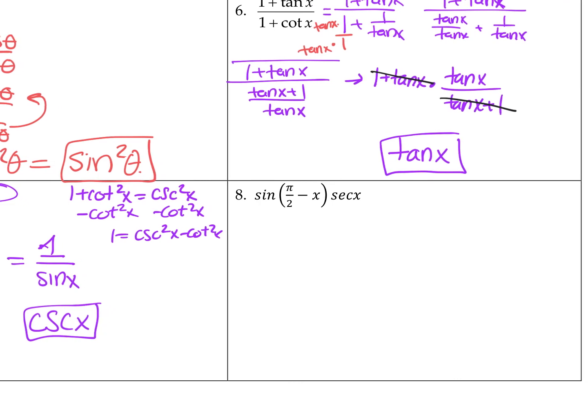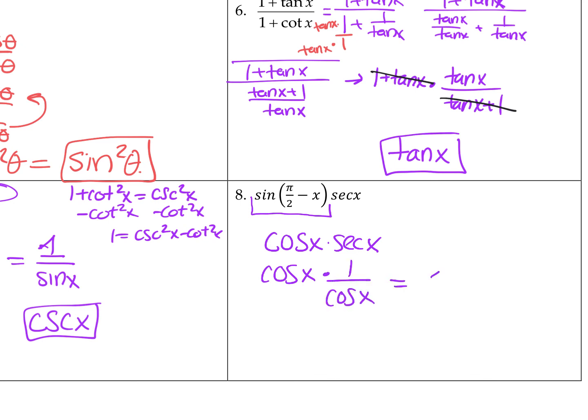All right, our last one, this is a cofunction identity. So this is just equal to cosine of x and then times secant of x. Well, cosine of x times secant of x is cosine times 1 over cosine, which would give me 1.